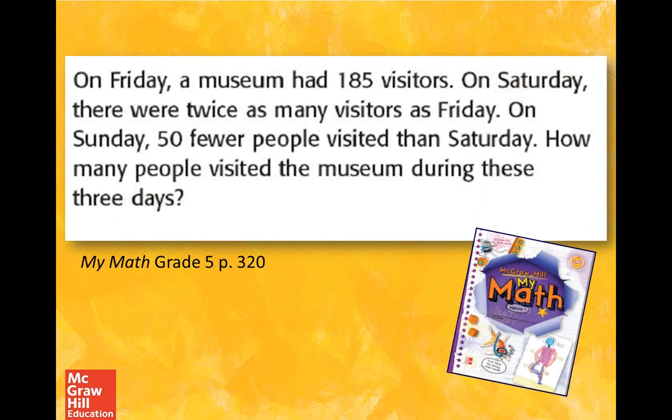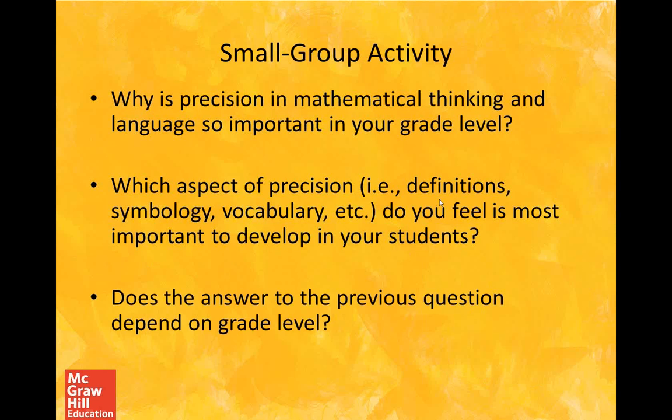And here at grade 5, on a Friday, the museum had 185 visitors. On Saturday, there were twice as many visitors as Friday. And on Sunday, 50 fewer people visited than on Saturday. How many people visited the museum during these 3 days? Again, attending to the focus on the vocabulary is important in helping the students to begin to think about how they're going to solve the problem, looking for the entry point to the strategy that they'll use towards the solution, and then being able to describe in articulate and precise language how they arrived at that solution.